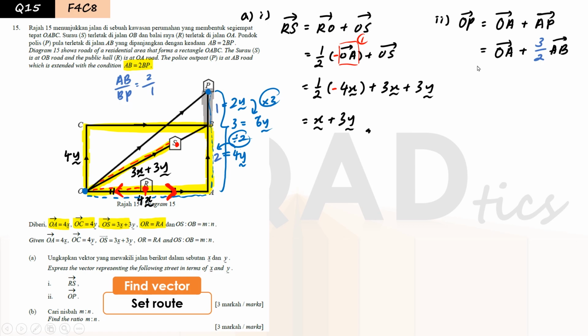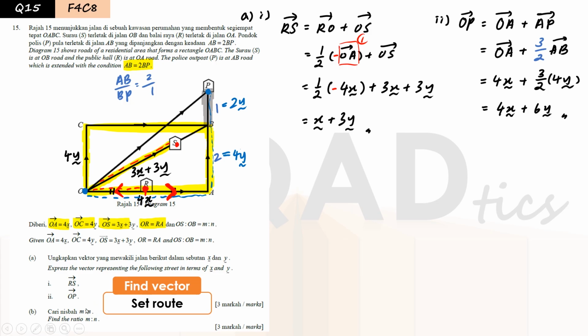Alright, so now with all of the vectors that we know the value of, then we can just substitute it here. So OA would be 4x, AB would be 4y, and I simplify, then I can get the answer, which is 4x plus 6y.